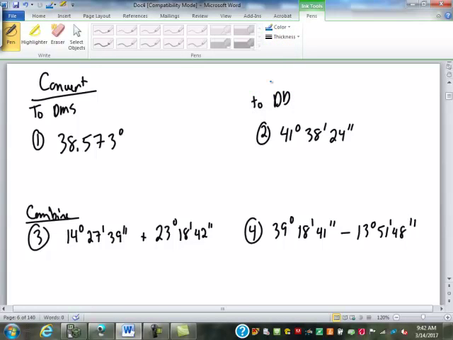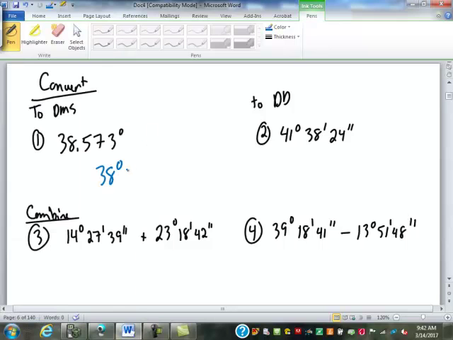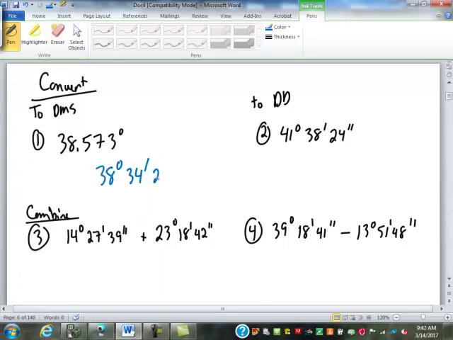Okay, so change to DMS. 38.573 is going to be 38 degrees. Take the 0.573 times 60 is 34 minutes. Subtract the 34, times 60, 23. You do 22.8, I guess, would be fine for seconds, or 23 seconds. Either one would be fine.